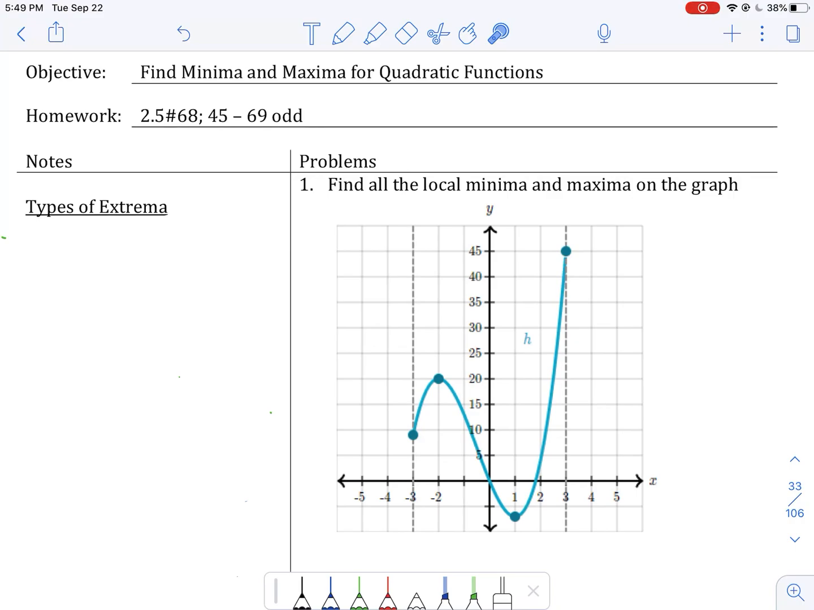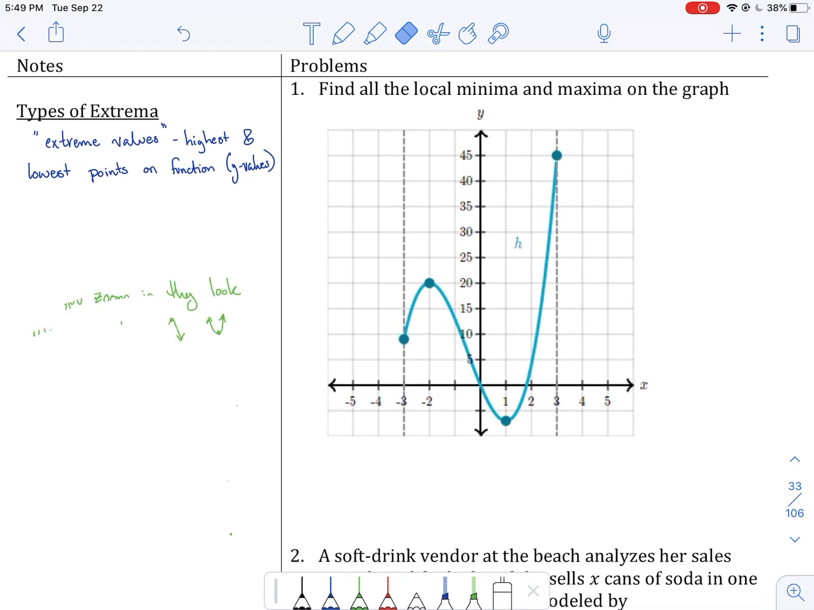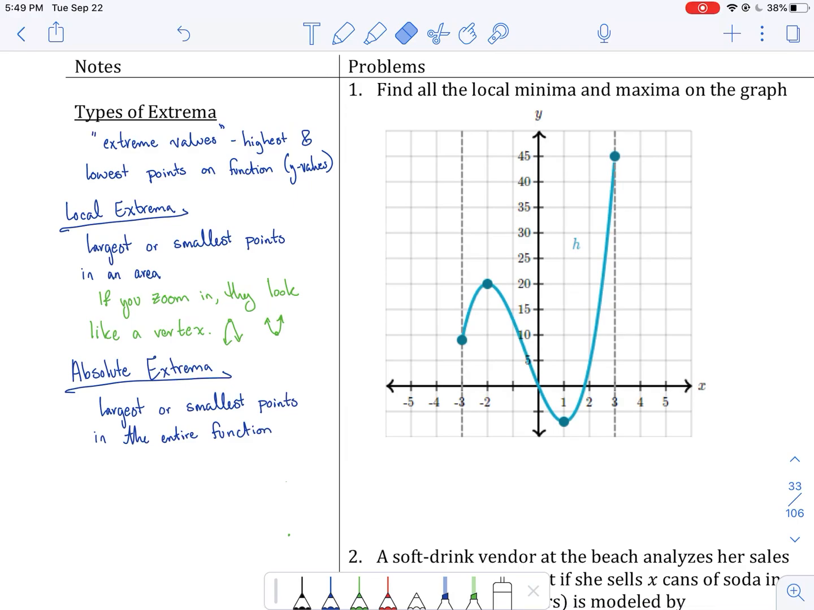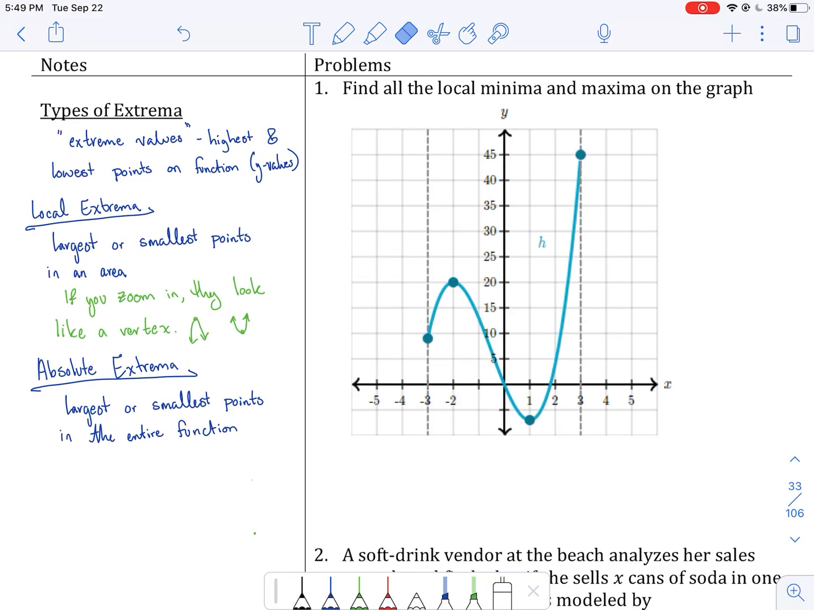So minima and maxima are examples of what we would call extrema. These are called extreme values, so they're like the highest and lowest points that you might see on a function. And there's two main types of extreme values. We have our local extrema, which are the largest and smallest points in an area. So if you zoom in, they look like a vertex.